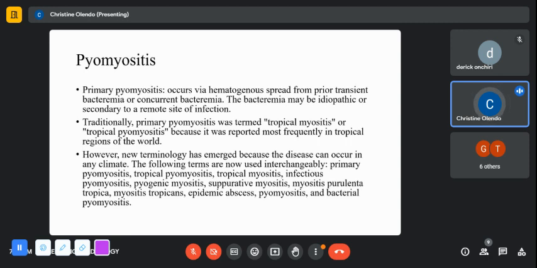However, the disease has now been picked up in other climates, and now the following terms can be used interchangeably. So you have the term primary pyomyositis or tropical pyomyositis, tropical myositis, infectious pyomyositis, pyogenic myositis, suppurative myositis, myositis purulenta tropica, myositis tropicans, epidemic abscess, pyomyositis, and bacterial pyomyositis. These are all terms that can be used just to describe primary pyomyositis.